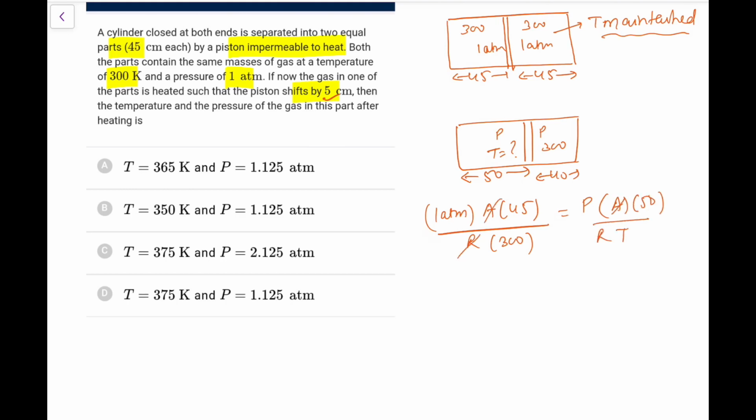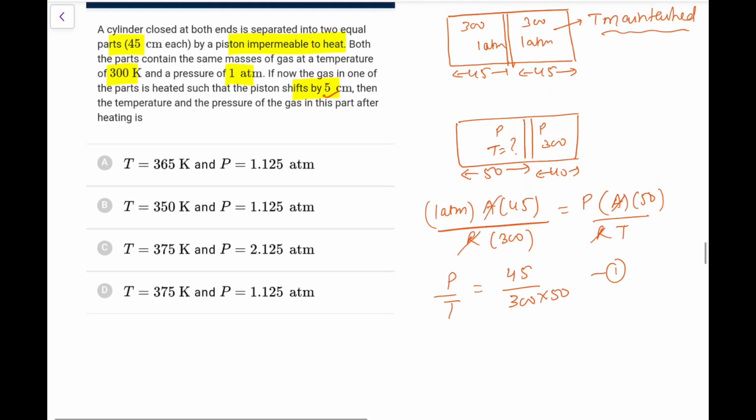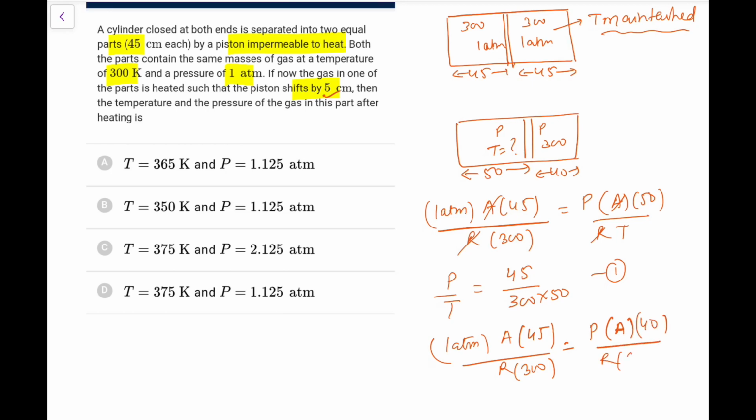So what we have, this ratio P by T, from here I can get it as 45 upon 300 into 50. This is the first one. Now similarly for the second one, what I can write, 1 atm into A into 45, PV upon NR, that is R into 300. Again the same equation, this would be again P into A into 40, and here the temperature still remains 300.